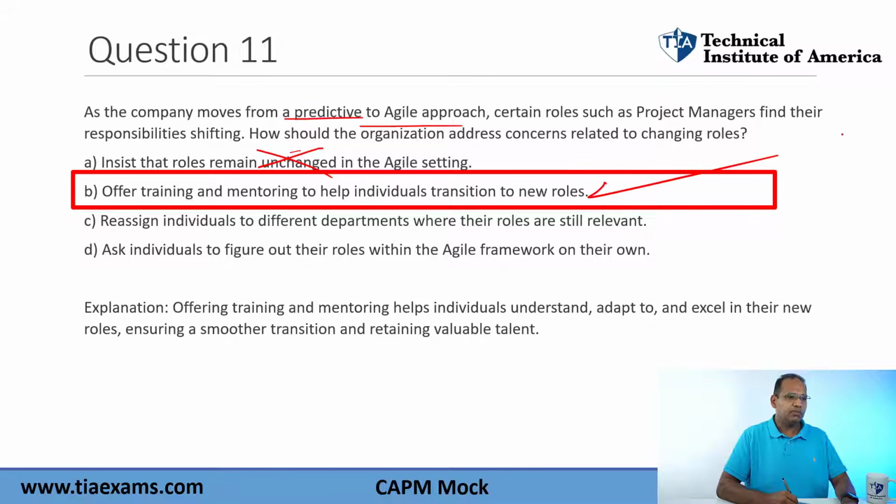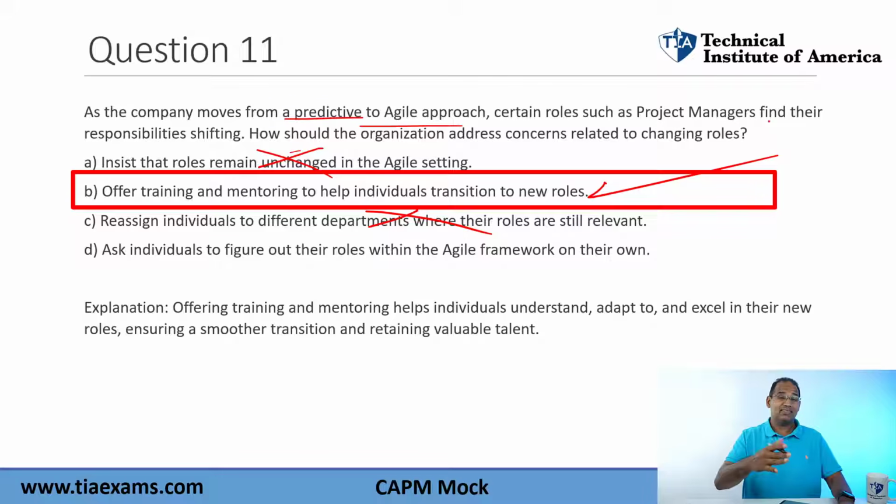Yes, help people, train people, mentor people, become an agile advocate. It's part of being a servant leader and working on agile projects. Reassign individuals to different departments where their roles are still relevant? No, this is not it. This is just moving people away. It's firing people. It's getting rid of people. Work with people. Don't get rid of people.